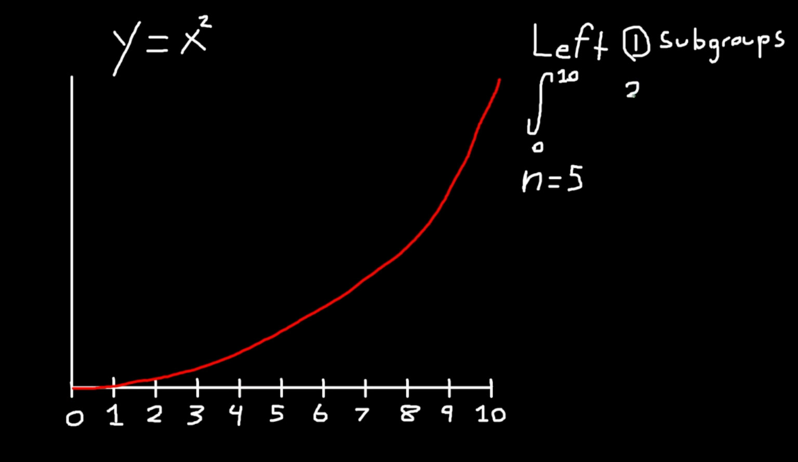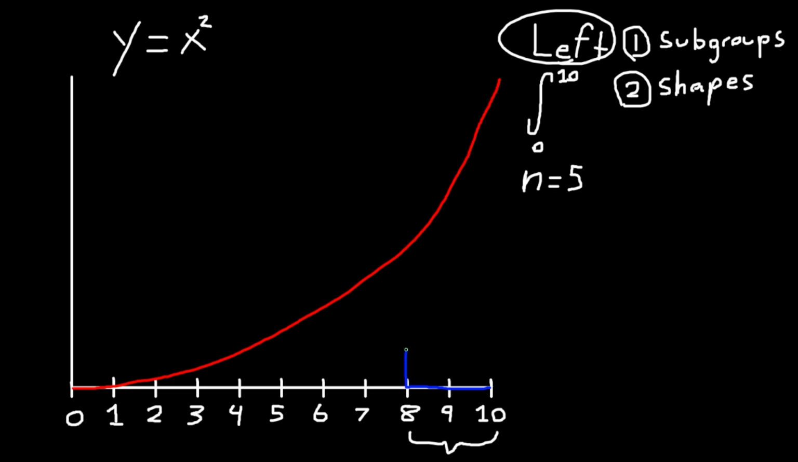Our second step is to make shapes out of each subgroup. So let's look at our last subgroup, 8 to 10. We are going to make a rectangle from this subgroup. And since it's a left Riemann sum, what we're going to do is go to the left of this subgroup, which is 8, and then come up until it hits the slope, and then come over and make a rectangle. And then we're going to do the same thing for all of our other subgroups.